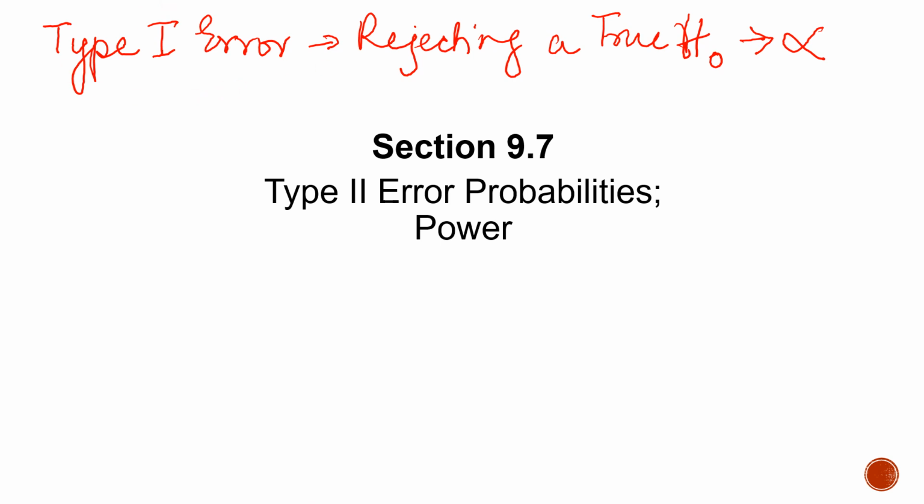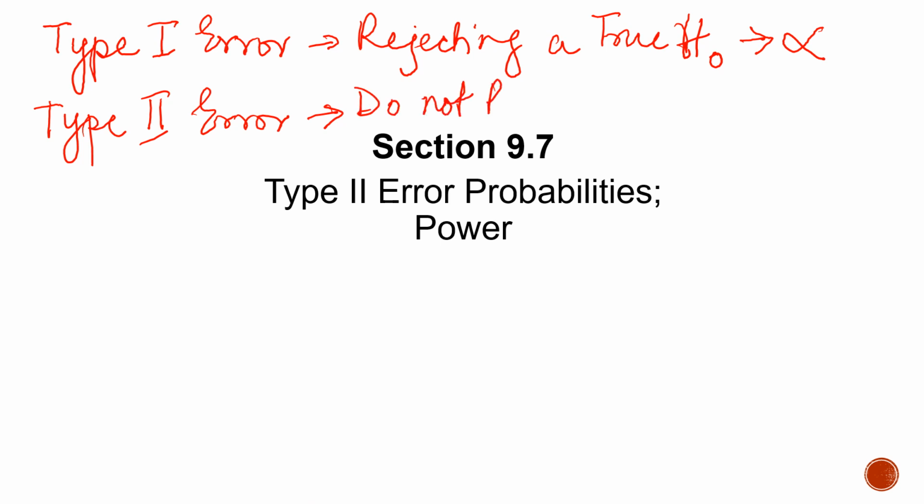The other kind of error is type 2 error. A type 2 error is one where we do not reject a false null hypothesis. And the probability of making a type 2 error is denoted by the symbol beta, the Greek letter beta. All right, so alpha again is the probability of making a type 1 error, and beta is the probability of making a type 2 error.